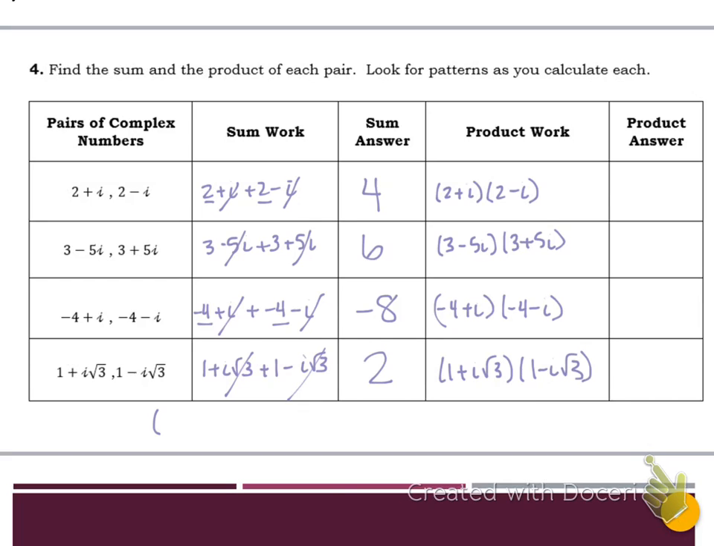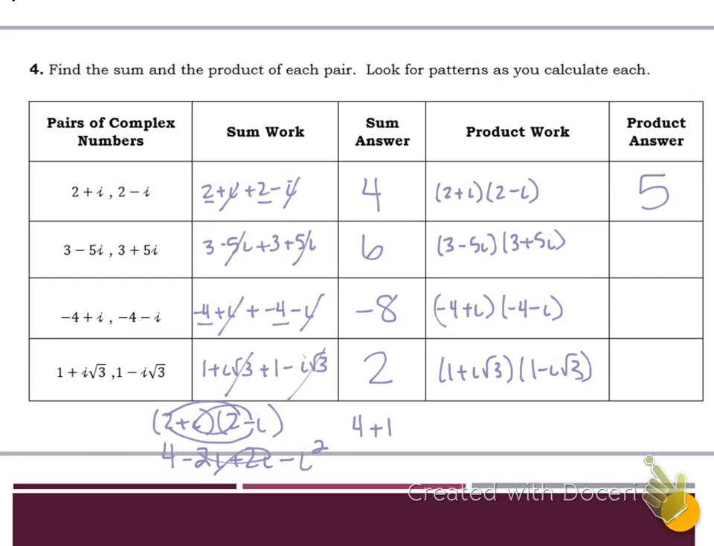So if I do my 2 plus i, 2 minus i, my first is 2 times 2, which gets me 4. Outside is going to be negative 2i. Inside is going to be positive 2i. And my last is going to be negative i squared. i squared changes to negative 1. My center cancels, so it will change it to a plus 1. So when I add it, we get 5.